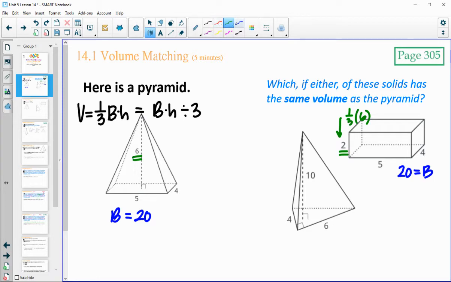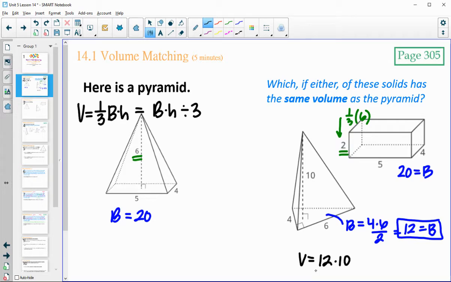Again, you could have just also straight up calculated it. So for this one, we've got the base is a triangle. So we would be doing 4 times 6, which is 24, and then divided by 2. So we would get 12 for the area of this base. Then this one is a pyramid as well. So when we calculate the volume here, we're going to be doing area of the base times the height, which is 120, and then divided by 3, which gives us 40.